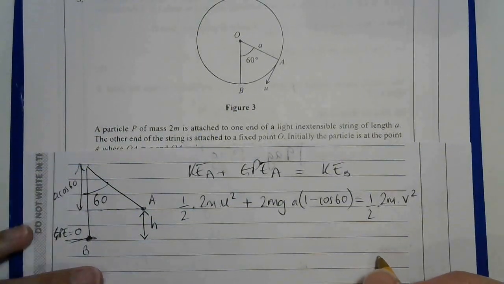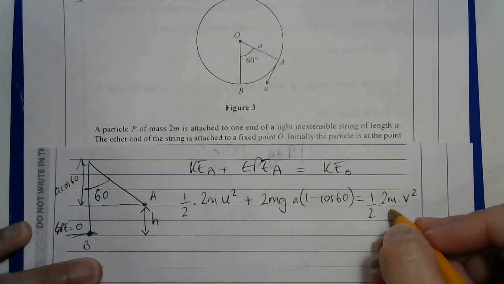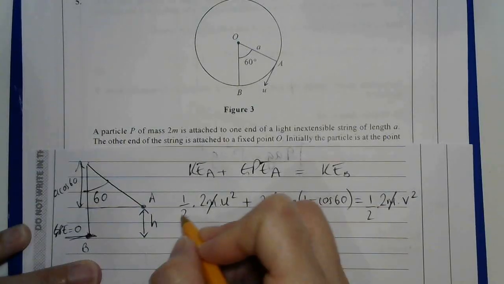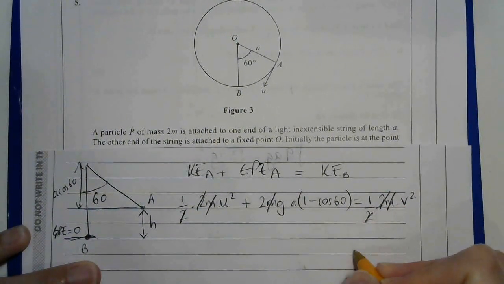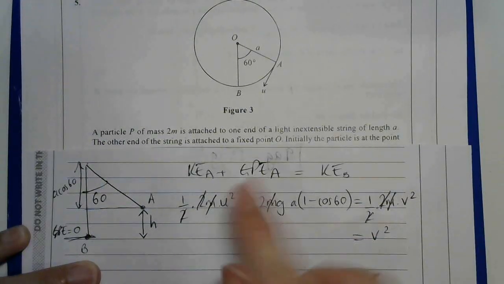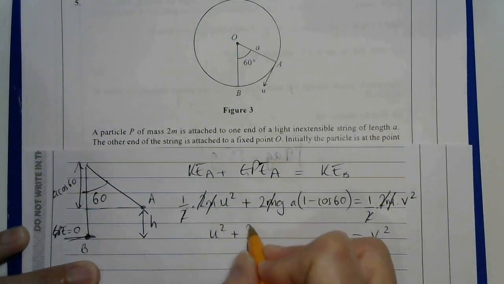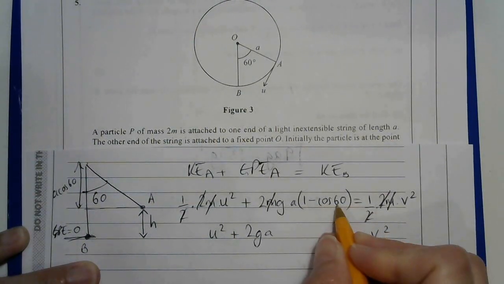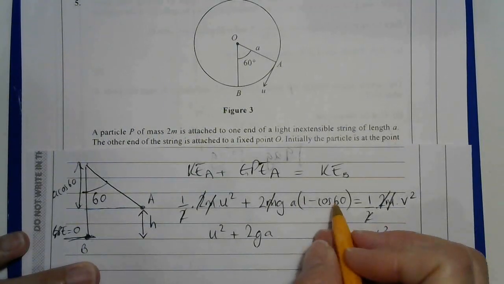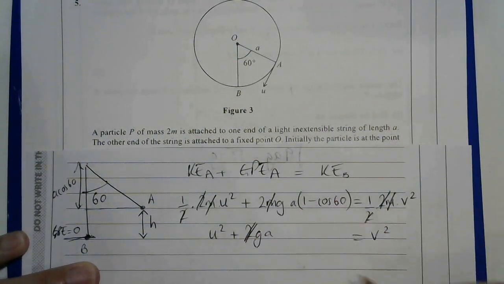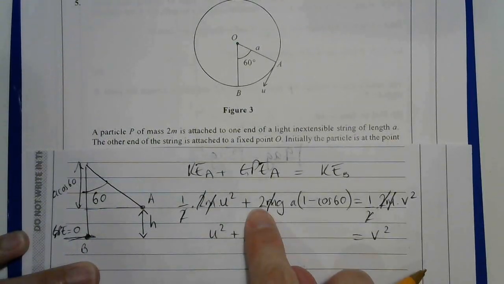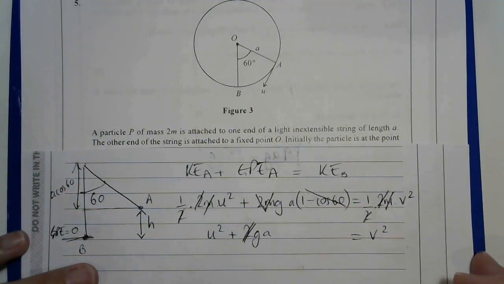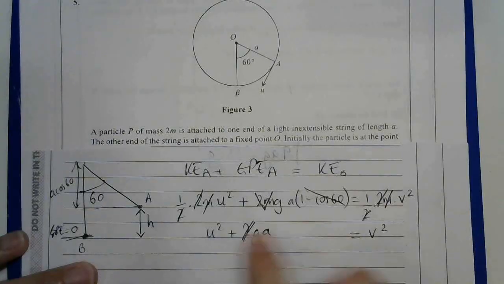Okay, I can see that I have m everywhere, so let's divide everything by m. These cancel, and so I get v squared is u squared plus 2ga times 1 minus cos 60. But cos 60 is a half, and so 1 minus a half makes a half, so that will cancel with the 2. So that gives me an expression which links v squared to u squared.